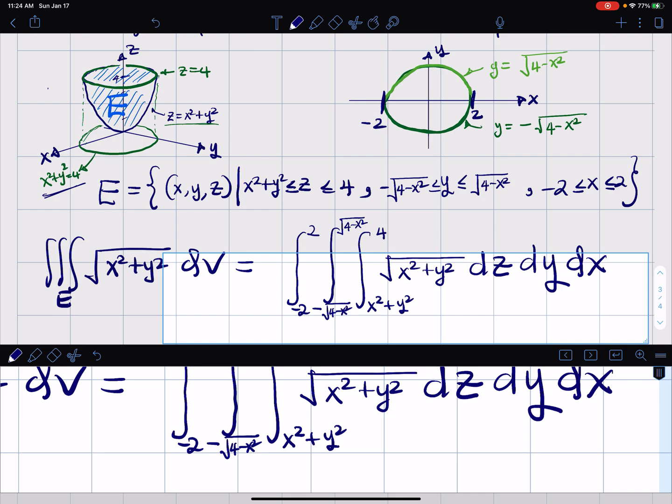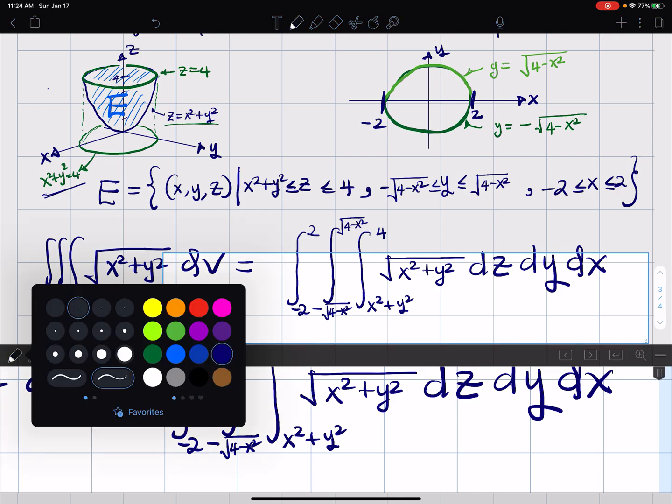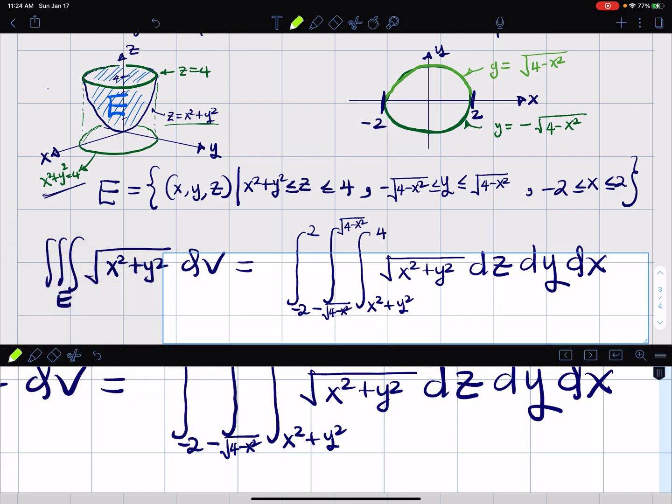Again, the most interior integral has two variables. The next one has only one variable. The outer one has no variable. That's how it's supposed to be. If it's any other way, then it's wrong.